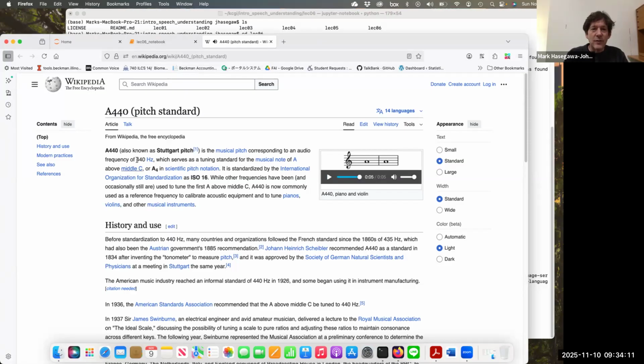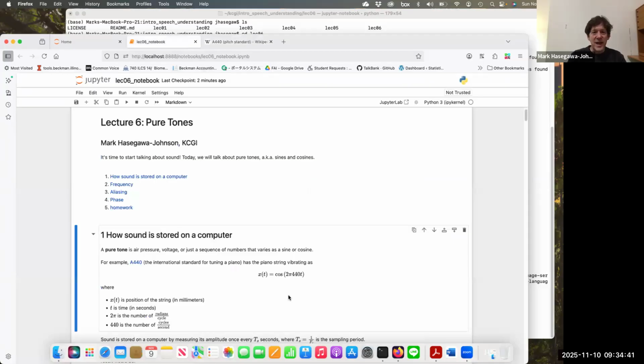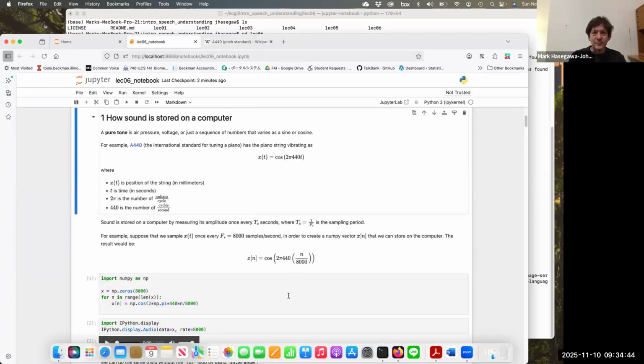This number 440, what it means is that there are 440 cycles per second. Music is created by a vibrating string or by a vibrating reed, and that vibrating reed or vibrating string causes vibrations in the air. And in this case, those vibrations have 440 complete cycles per second. It's the A above middle C, that 440 hertz is the standard for the A above middle C on the computer. And it looks like a cosine.